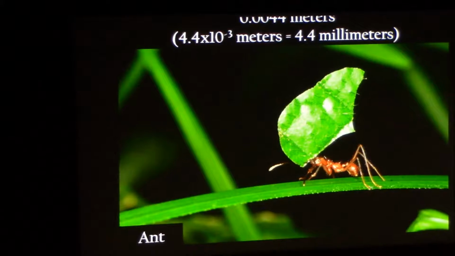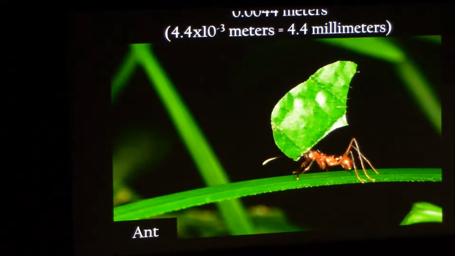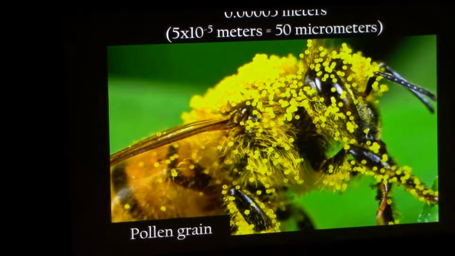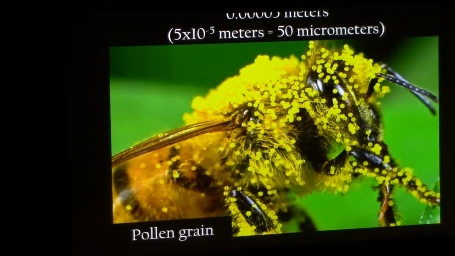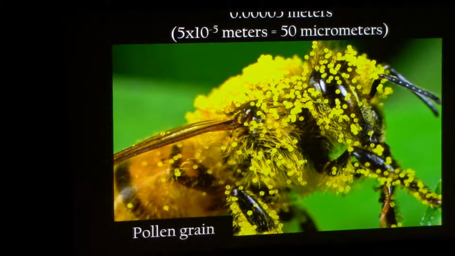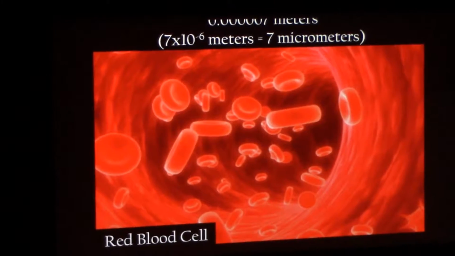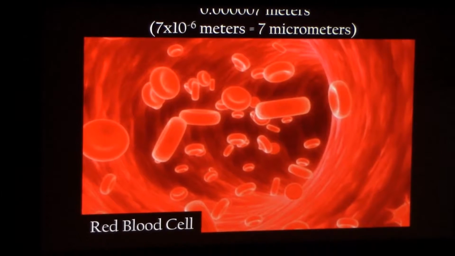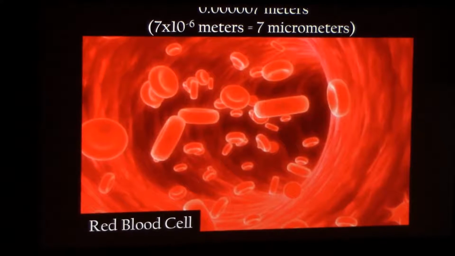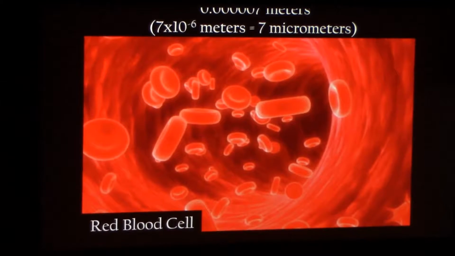The size of an ant is just about 4 millimeters. Zooming in 2 orders of magnitude more, the size of pollen is 50 microns. A micron is a millionth of a meter. And then we heard a lot about biology. The size of a red blood cell is 7 micrometers, smaller than the width of a human hair by about a factor of 10 to 100.